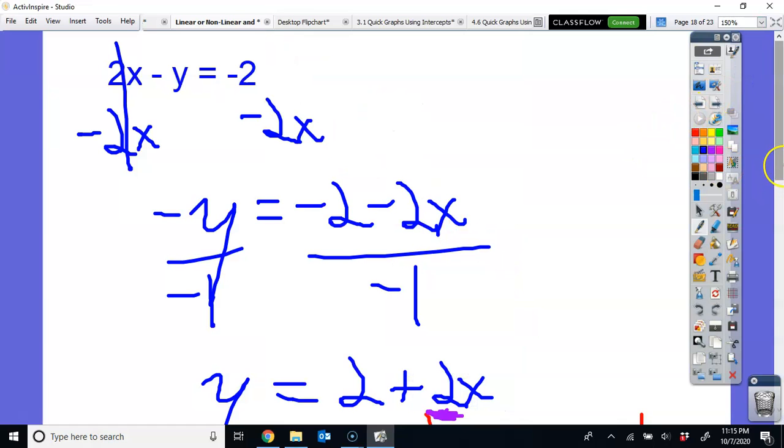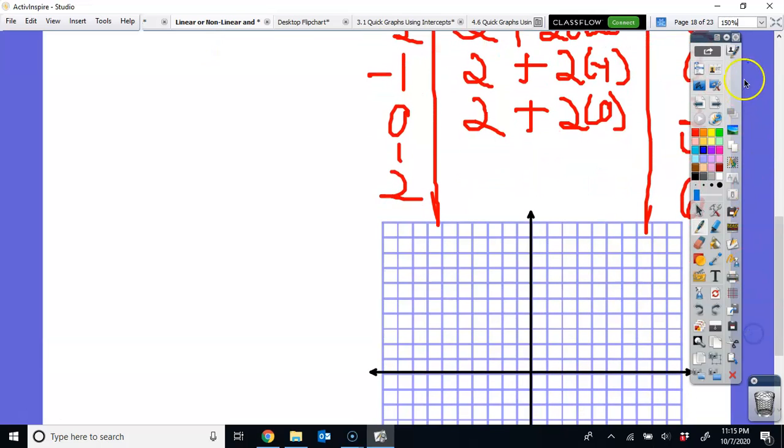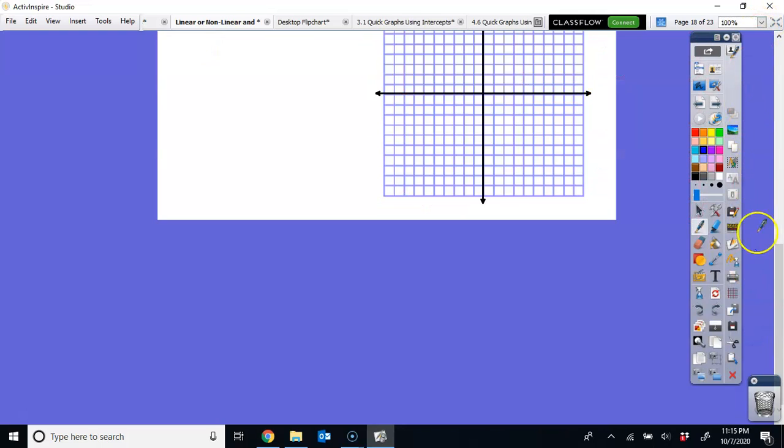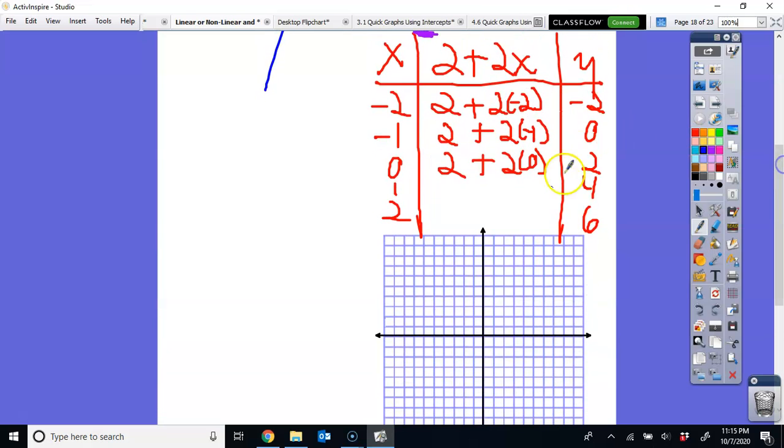All right, let me zoom in on this guy a little bit here. Might have zoomed in a little too much. That's a little better. So negative 2 is here. Oh, come on, pen. There we go. Negative 1, 0. 0, 2. 1, 4. And 2, 6.